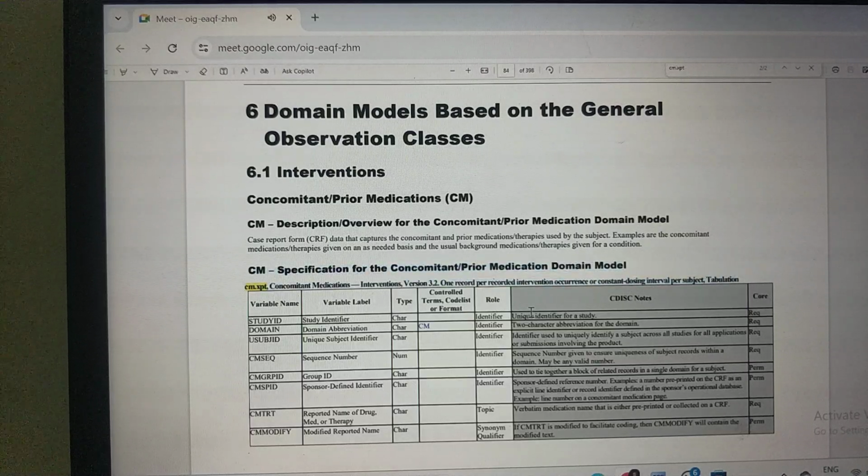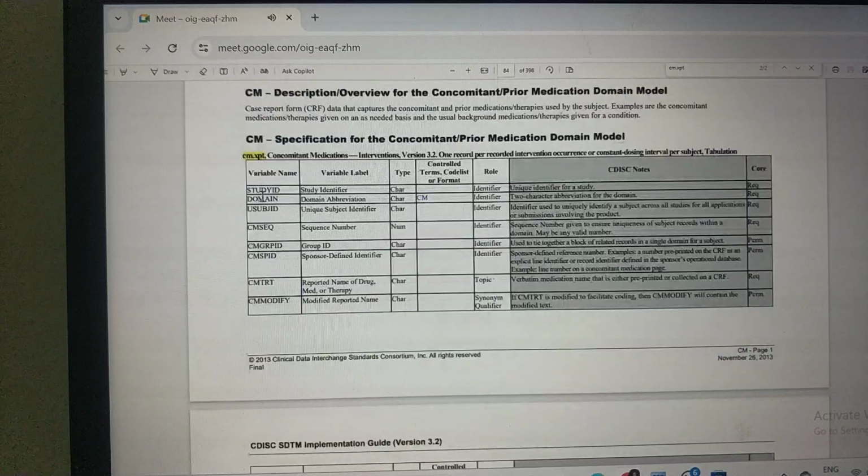As I said, when it comes to the variables, a few identifier variables remain the same across SDTM. Those variables are the study ID, domain, and subject ID. These are very common to all domains. These are the identifier variables and required variables for each and every domain. Then there is the CM sequence. When it comes to the sequence, if there is a possibility of more than one record per subject in a particular domain, we are going to create the sequence subject-wise.